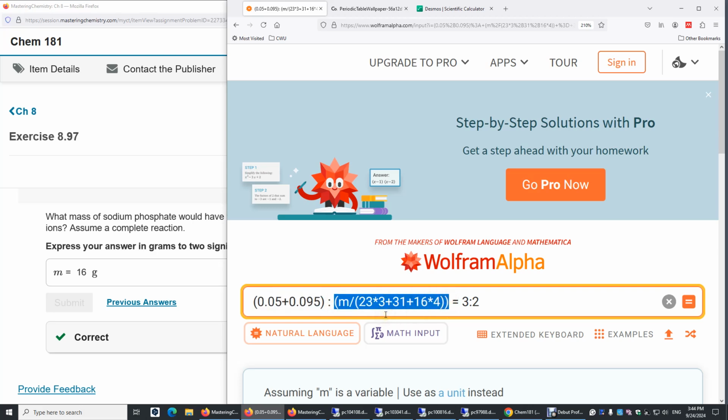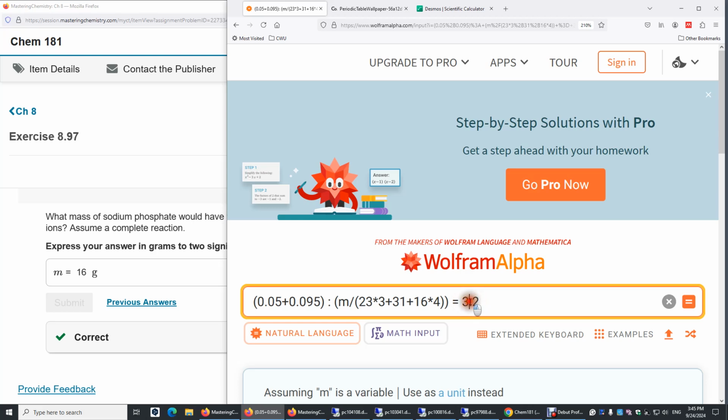And over here, this is the number of moles of phosphate. We have the mass of the sodium phosphate, and we have the molar mass of sodium phosphate right here. What if you use potassium phosphate? Then this 23 has to be replaced with 39 as the molar mass of potassium, and then you need a larger mass if you use potassium phosphate.